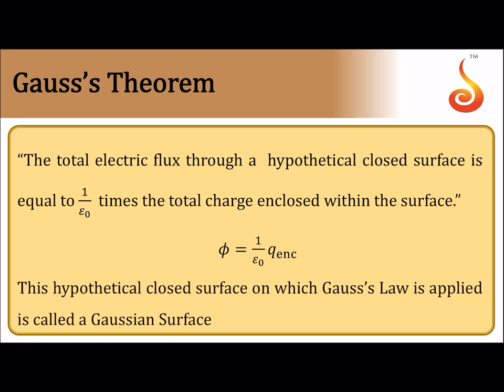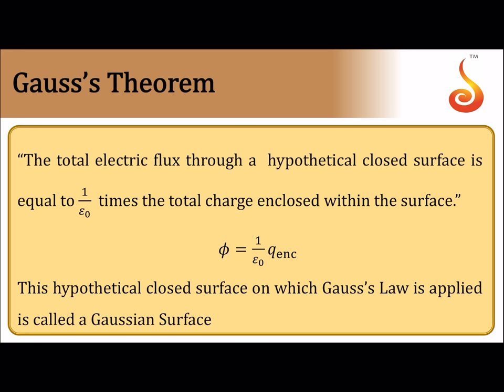And this hypothetical closed surface on which Gauss's law is applied is also called the Gaussian surface. So every now and then you'll hear me say Gaussian surface. Sounds very big, sounds very high-fi, sounds very complicated. It's nothing. Gaussian surface is nothing but an imaginary closed surface. Closed surface means like a sphere or a cylinder or a cube. These are closed surfaces. A sheet of paper is an open surface. A box is a closed surface. So any hypothetical closed surface on which you apply Gauss's law is called a Gaussian surface.